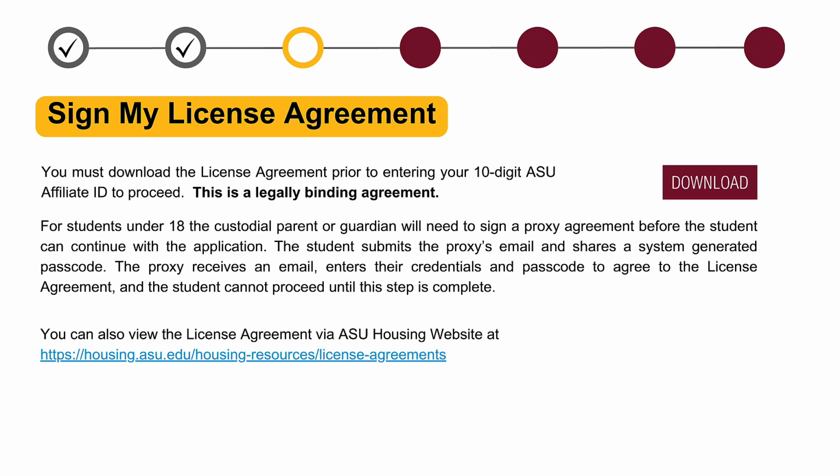For students under 18 and not emancipated, the custodial parent or guardian will need to sign a proxy agreement before the student can continue with the application. The student submits the proxy's email and shares a system-generated passcode. The proxy receives an email, enters their credentials and a passcode to agree to the license agreement. And the student cannot proceed until this step is completed.